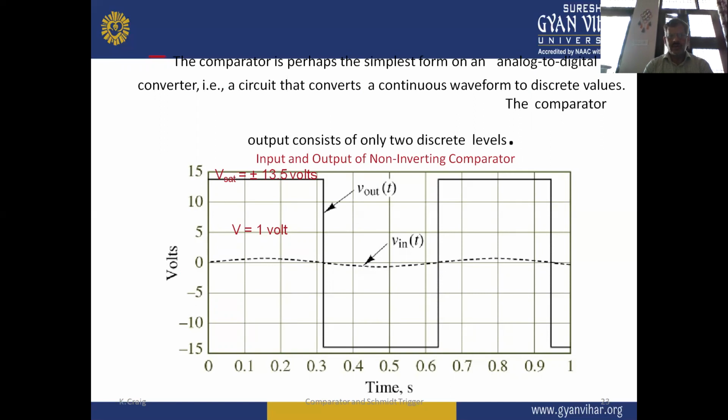So the input and output of the non-inverting comparator. These two waveforms are given here, one is the output voltage and one is the input voltage of the comparator.